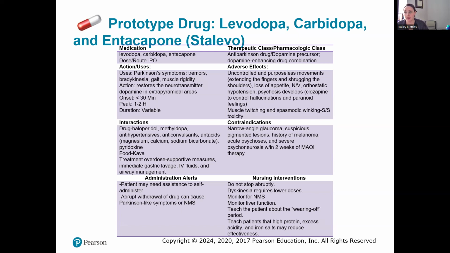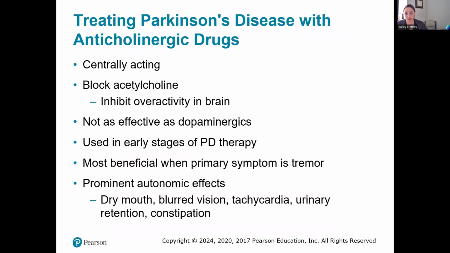Okay, so now we have anticholinergics. They use anticholinergics as the very first line of Parkinson's therapy. So the first thing we do is try anticholinergics. It's usually when the only symptom is a tremor, so very, very early, because it's not the big dogs. We don't have to bring them out yet. Let's try this to help with your symptoms, and then we can move up to the dopaminergic drugs.